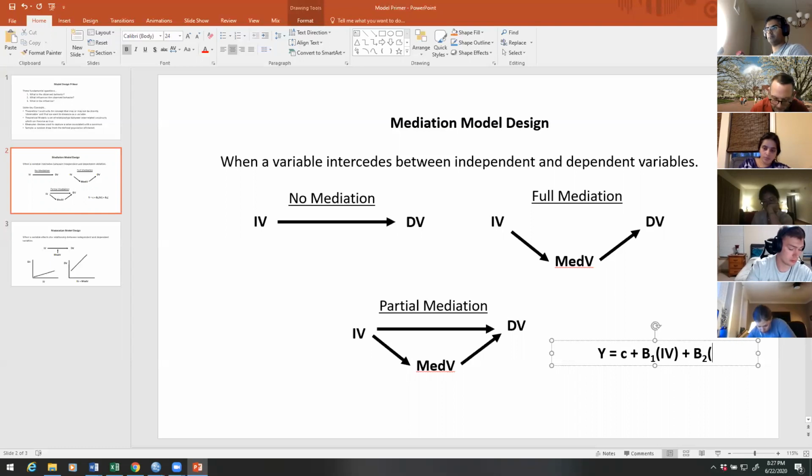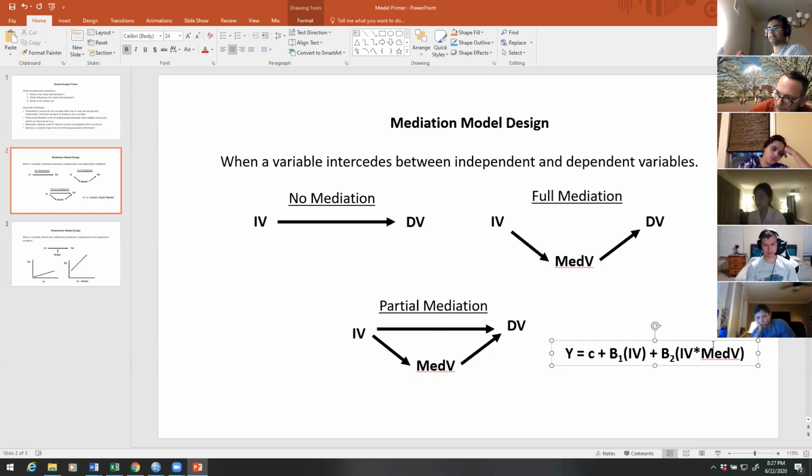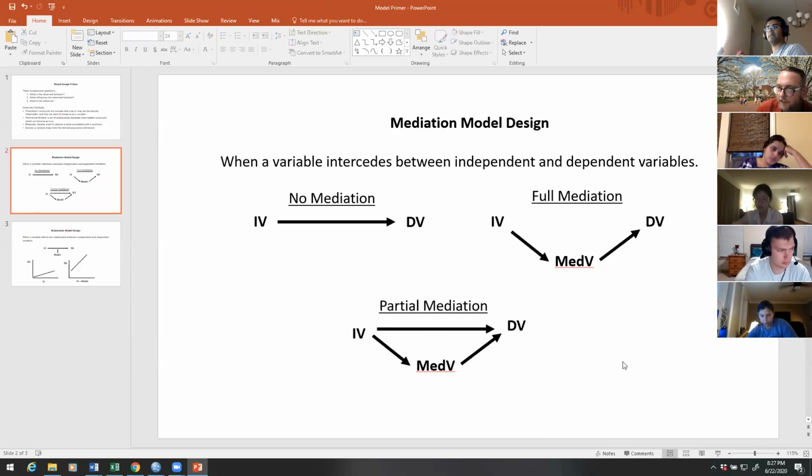And this is going to be the IV, but then we're going to multiply it by whatever that mediating variable is. So this second term then incorporates this variable in here. No, actually, I'm sorry, it wouldn't quite be like this. I apologize. It would be a different thing. I'm going to back up because I'm just confusing myself, and I know I'm confusing you.